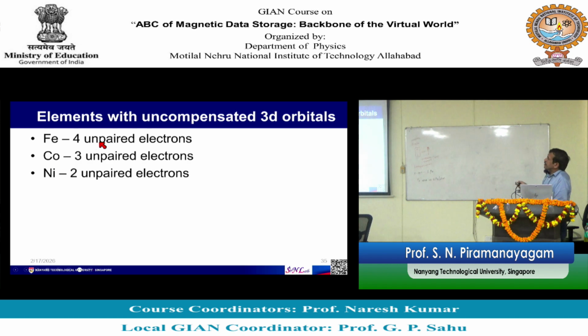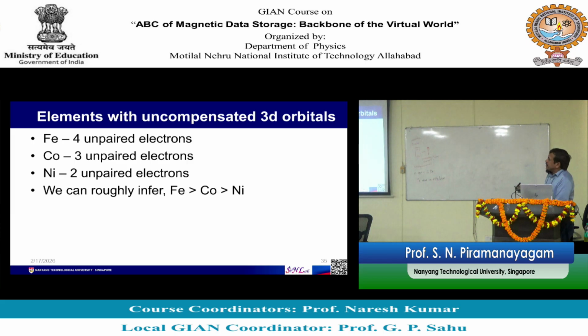Okay. So, if you look at the commonly known materials like iron, cobalt, nickel, which are ferromagnetic materials, you notice that they have some unpaired electrons. So, iron has 4 unpaired electrons, cobalt has 3 unpaired electrons, nickel has 2 unpaired electrons. So, this gives you some clue that we need unpaired electrons to get some magnetic property.